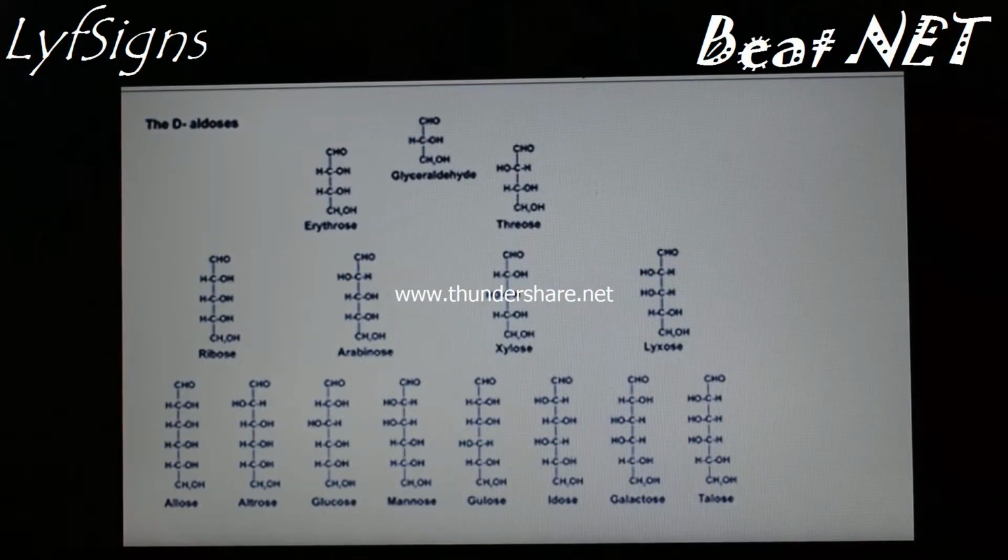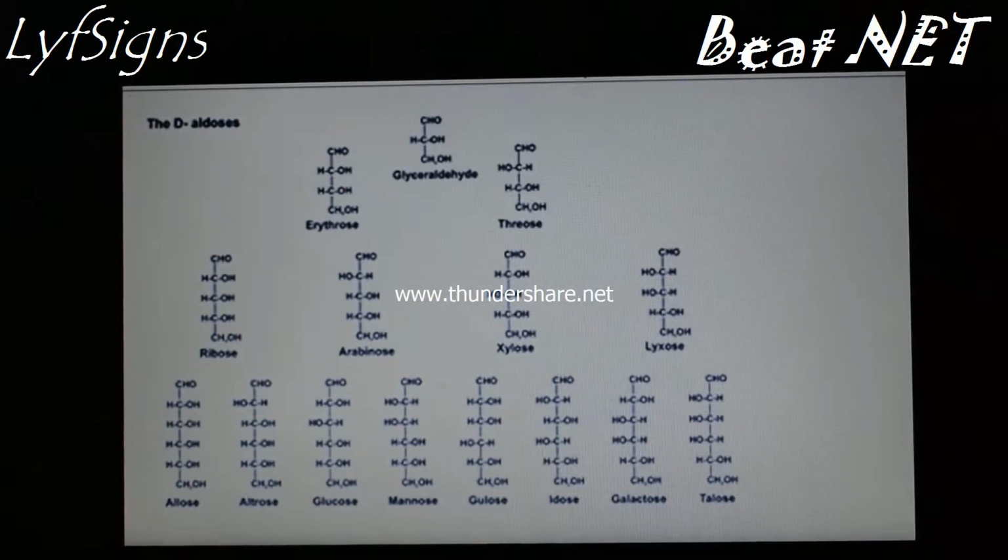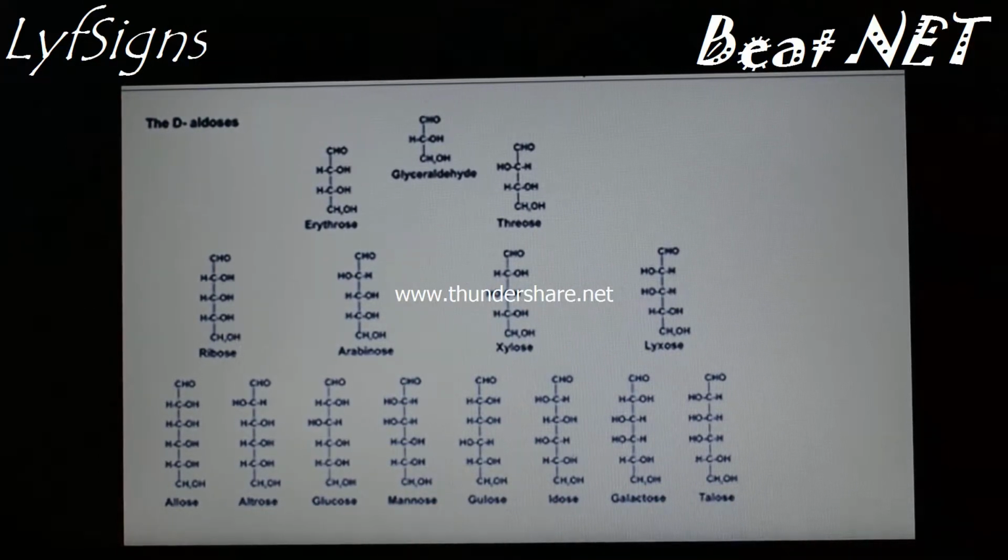Now when you come to hexoses, the easiest example is glucose. They have 6 carbon atoms, and glucose is an aldohexose. Fructose is a ketohexose. Other hexoses are mannose, idose, galactose, and allose. There are several examples.